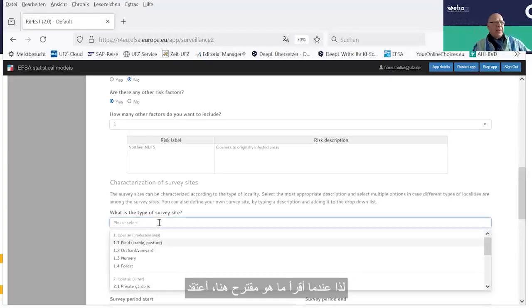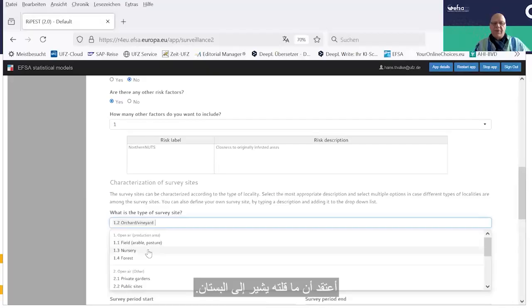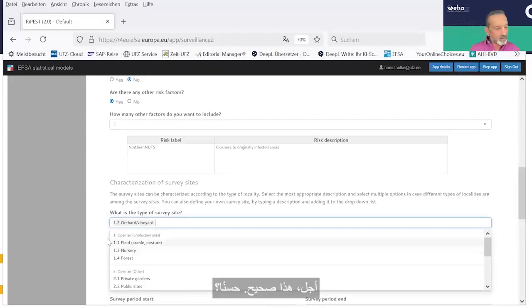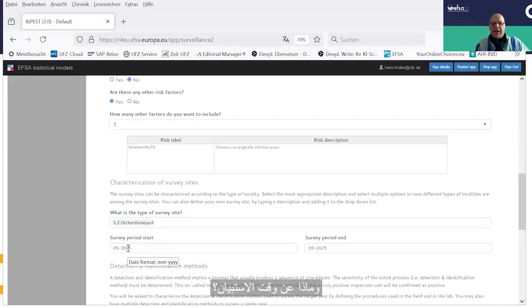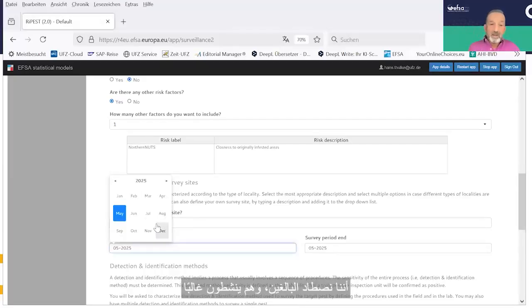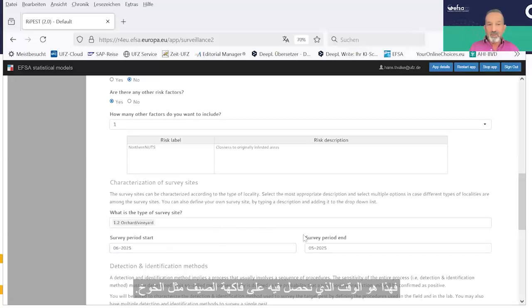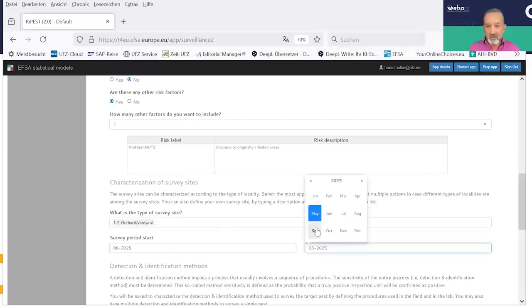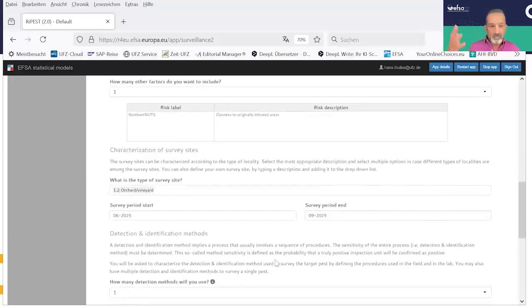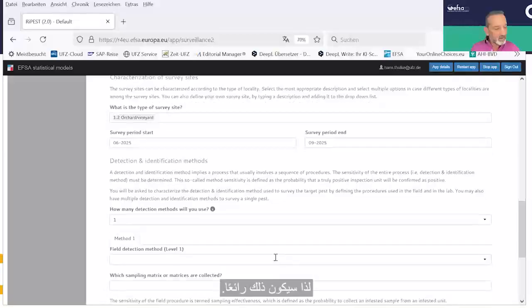So when I read what is proposed here, I think what you said is pointing to the orchard. Yes, that's correct. Okay. And what about the survey time? So you were saying something about summer, right? Yes, because we are trapping adults and the adults are active mostly during the summer. So I think if we survey from June to September, that's when we have summer fruit, like peaches. It's the most important period. So that would be great.